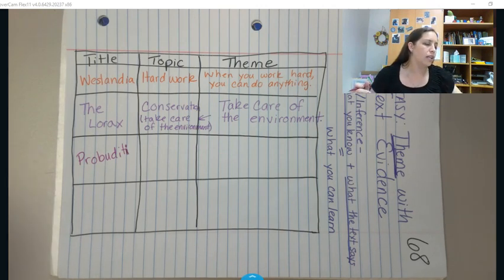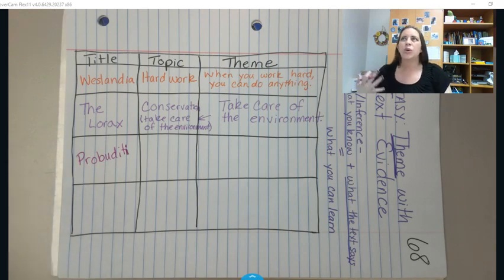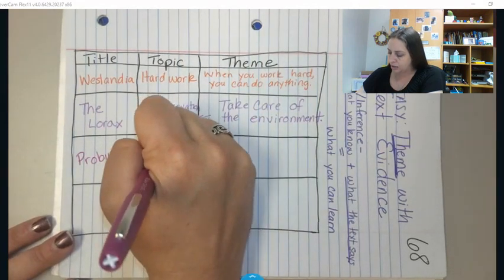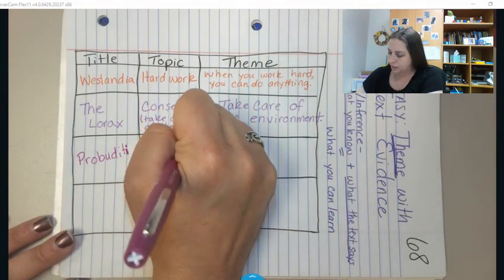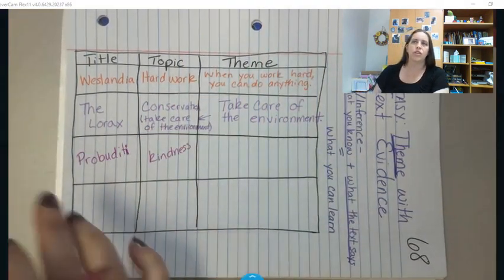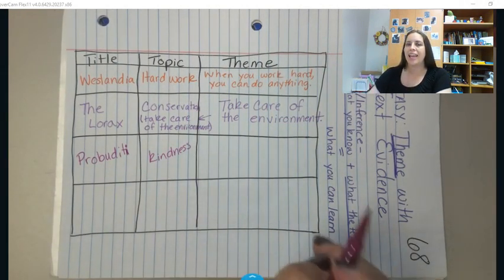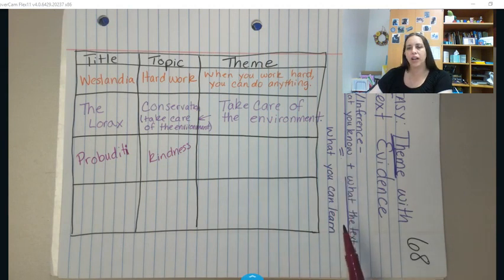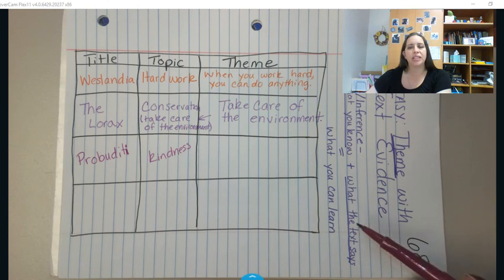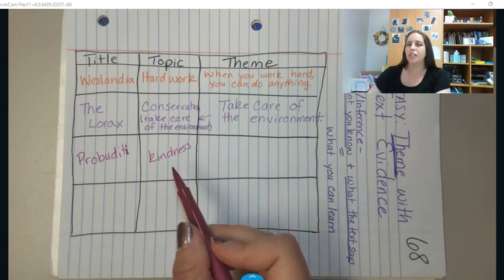Calvin was just kind of mean to her. He didn't want her to play with him. He wasn't going to bring her anywhere. So the whole time they're talking about how you should be kind to others. They're talking about the topic of kindness, being nice to everybody. And what I know is that you should be kind to everyone. And what the text says is that you should be kind to everybody, including your siblings. So my topic is kindness.